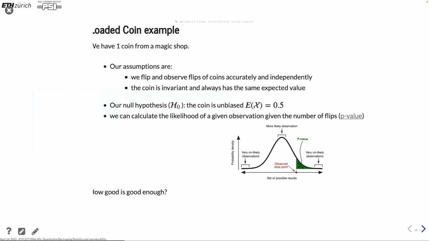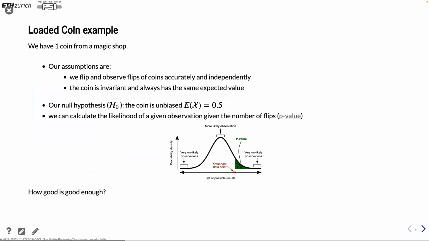So going back to the loaded coin example, we have some assumptions. We flip and observe the coin accurately and independently, and the coin is invariant and should have the same expected value. So our null hypothesis is that the coin is unbiased. So the average of the flips should be a half. Now we can calculate the likelihood of such an observation given the number of flips. And with that, we get the p-value, which is what we are going to compare against.